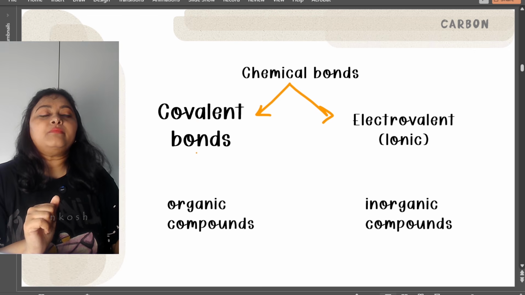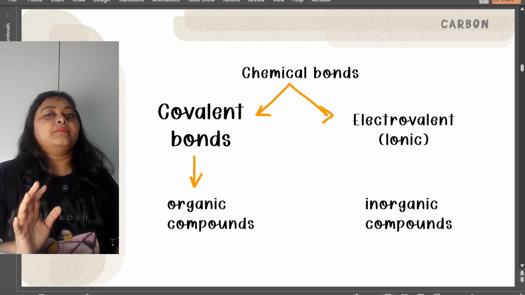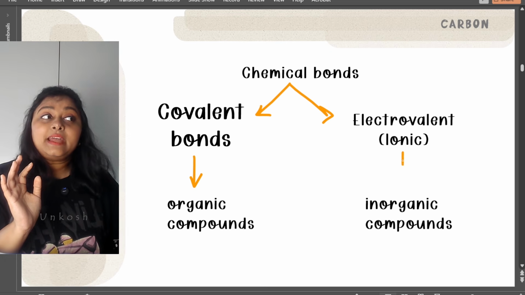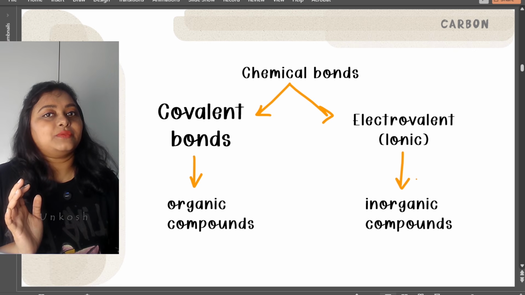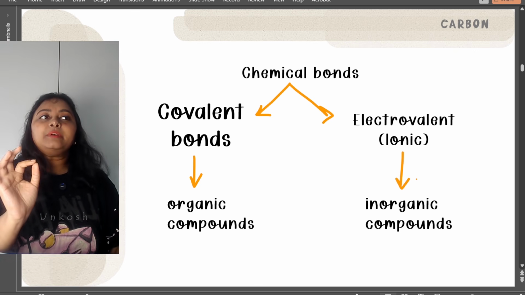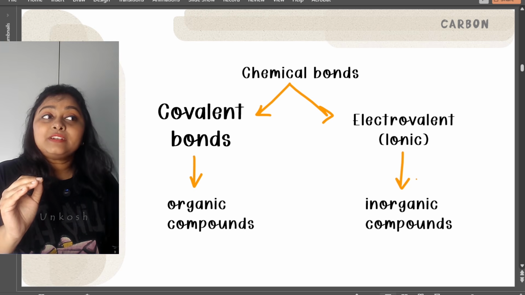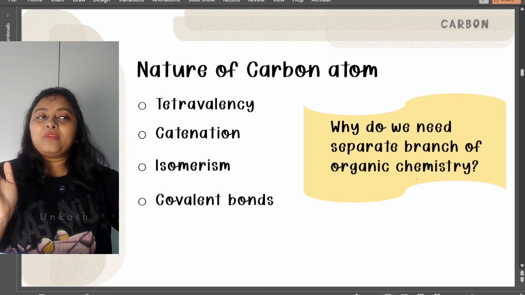Here, covalent bonds are something that we can see in organic compounds. Organic compounds form covalent bonds, whereas electrovalent bonds are formed by inorganic compounds. Okay, so carbon has the nature of forming covalent bonds. That's why organic compounds will be seen forming covalent bonds.